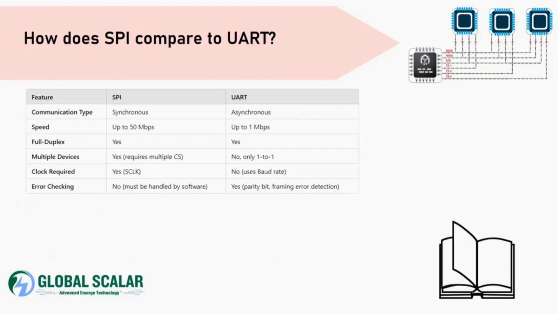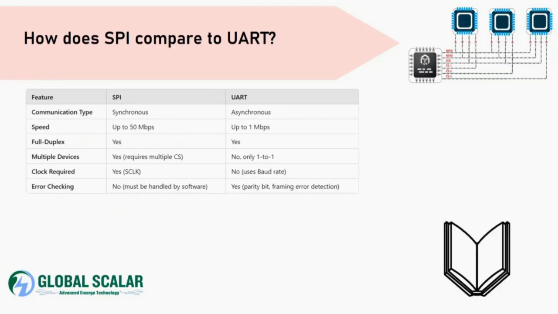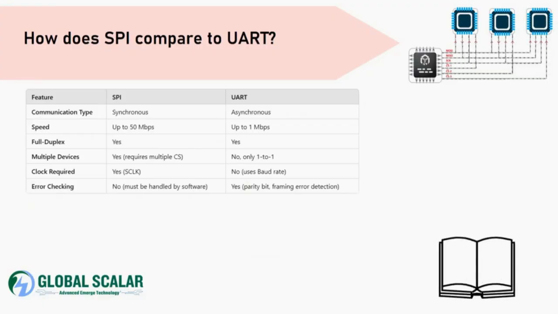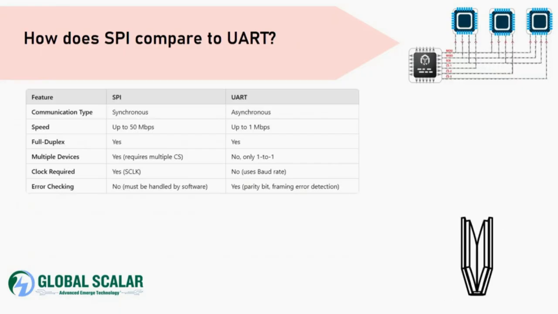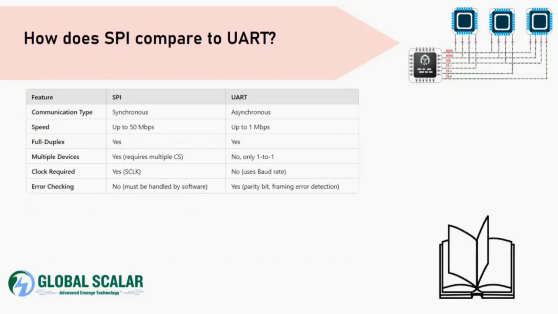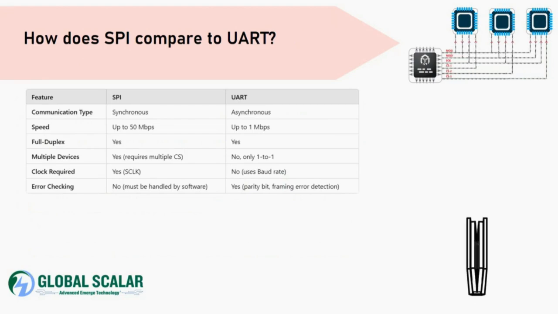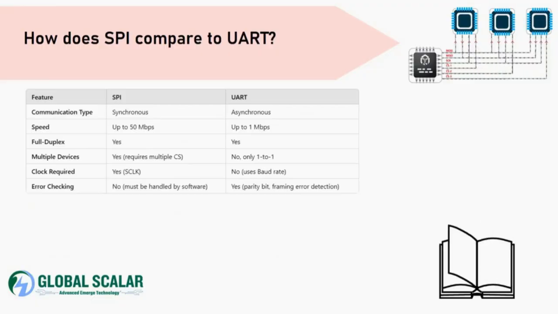How does SPI compare to UART? SPI is synchronous, UART is asynchronous. Speed is up to 50 Mbps for SPI, and up to 1 Mbps for UART. SPI is full duplex, and UART is also a full duplex protocol. SPI supports multiple devices, but UART we can configure one-to-one. A clock is required for SPI, and UART doesn't require a clock. And error checking in SPI we don't have, but in UART we have a parity bit for checking the error.